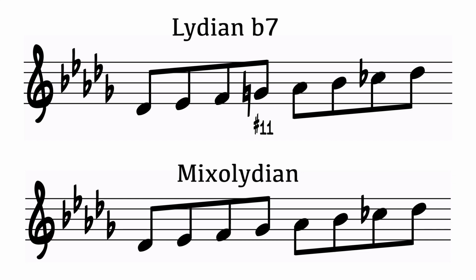So as we said before, this upper structure works really well with a dominant 7 chord that has a Mixolydian scale. But it's also worth noting that this upper structure, the 3-4-7, also allows for a Lydian flat 7 scale. The Lydian flat 7 is a Mixolydian scale with a sharp 4 or a sharp 11.